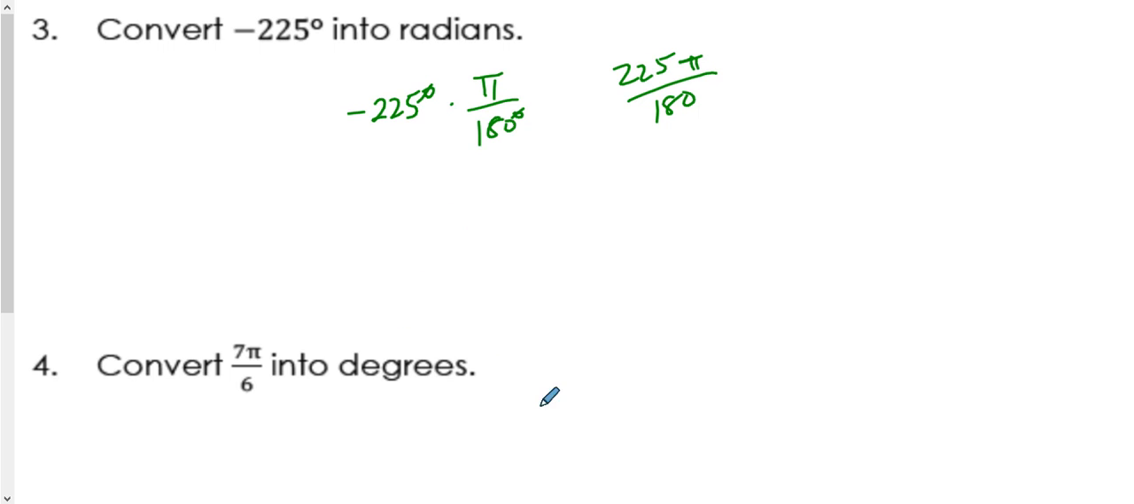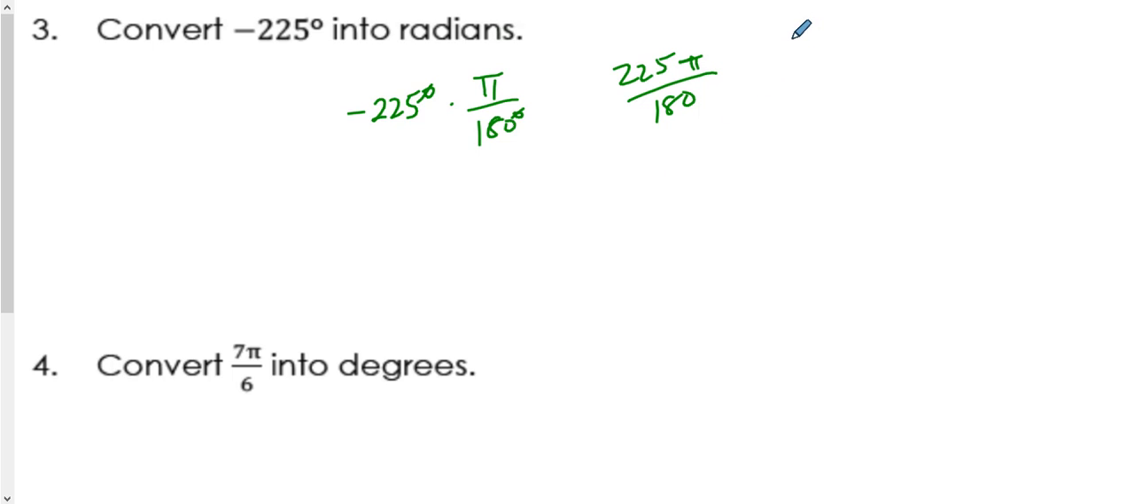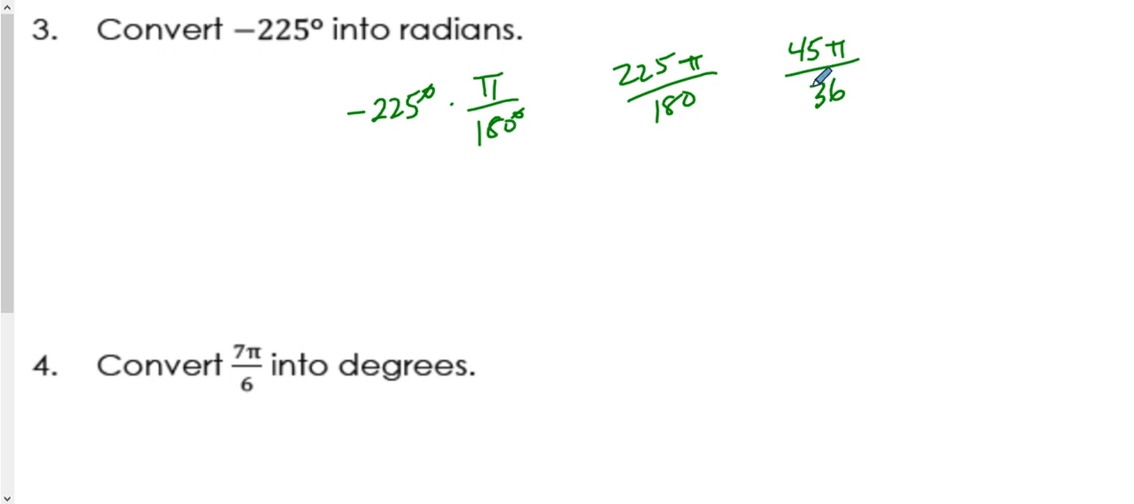5 definitely goes into both. Now there might be a bigger number, but we'll figure it out. I think probably 15 will go into both too, but 225 divided by 5 gives us 45 pi over, and 180 divided by 5 is going to be 36. And remember, this whole thing's negative when we started. What number still goes into both of those? I think you guys can see that 3 goes into both of those.